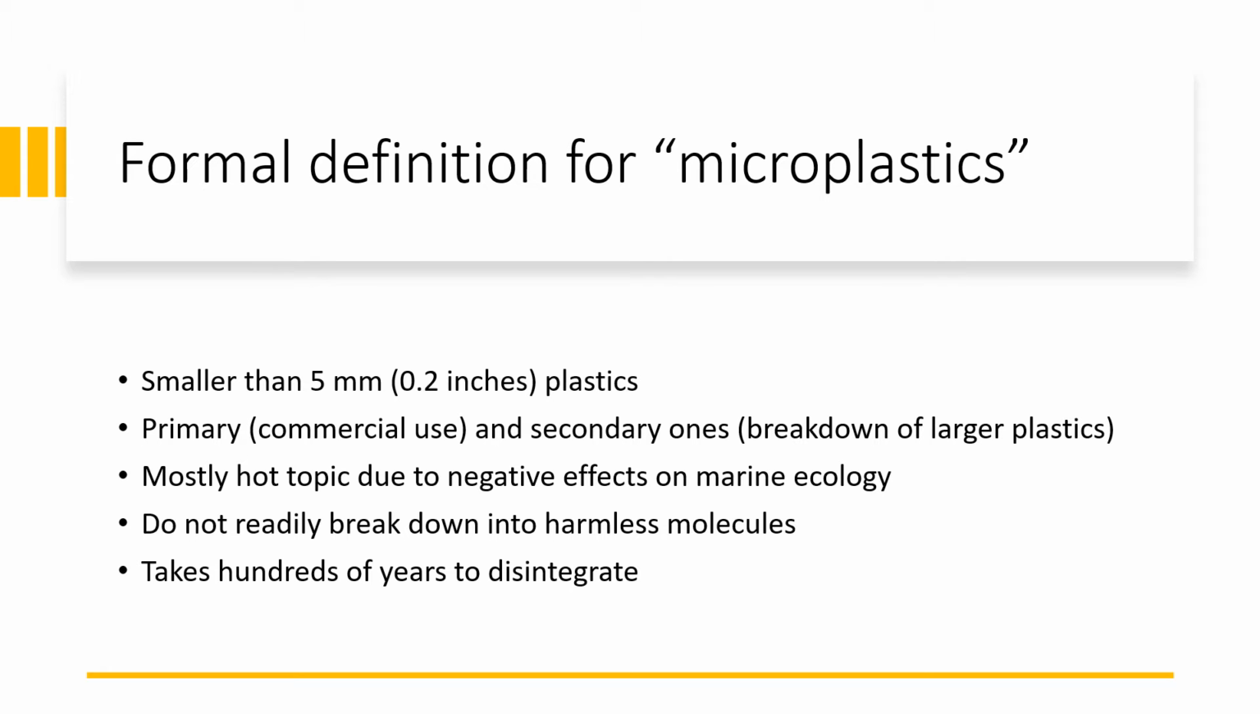Let's start with a formal definition and groundwork for microplastics. Microplastics, as you can guess from the name, are plastics smaller than 5 mm. There are two types of microplastics, primary and secondary. Primary microplastics are cosmetics and microfibers shed from clothing and other textiles. The secondary plastics are the result of the breakdown of larger plastic items. Microplastics are really persistent contaminants. They are not readily broken down into harmless molecules and take hundreds of years to disintegrate.